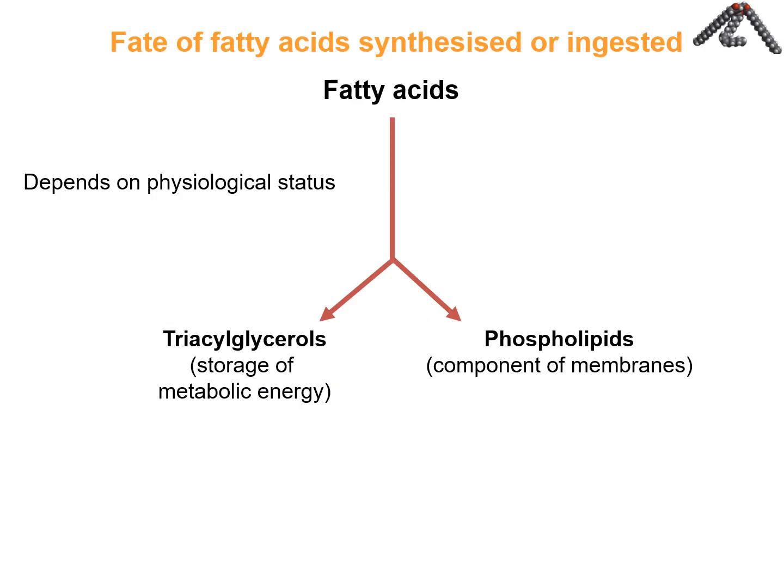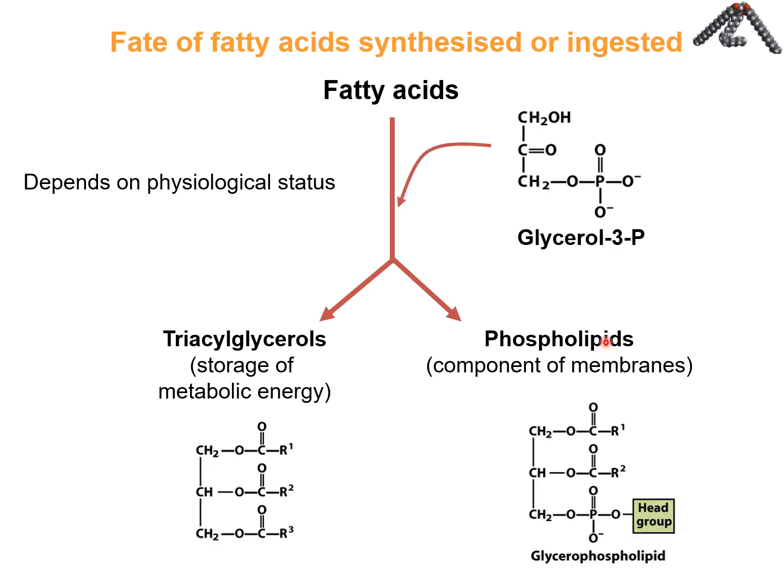So the fatty acids that are either synthesized due to excess carbohydrates or ingested from the diet, depending on the physiological status, are converted to triacylglycerol for storage of metabolic energy. Or they can also be used to generate membranes through the synthesis of phospholipids. And for this, glycerol 3-phosphate is required. This is the backbone that will be used to generate either triacylglycerides or phospholipids. So you see 3 fatty acids in triacylglycerides, or 2 fatty acids and a head group in membrane phospholipids.